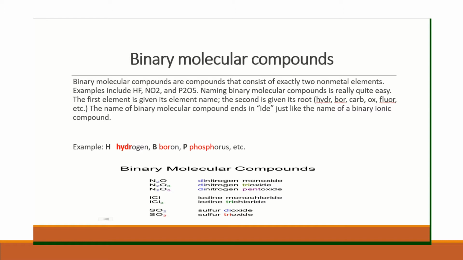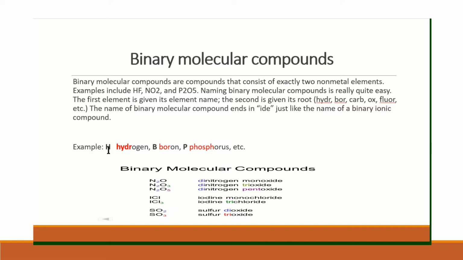Naming binary molecular compounds is really quite easy. The first element is given its element's name, and the second is given its root. Examples like hydr, bor, carb, ox, fluor, etc. The name of binary molecular compounds ends in -ide, just like the name of the binary ionic compounds.